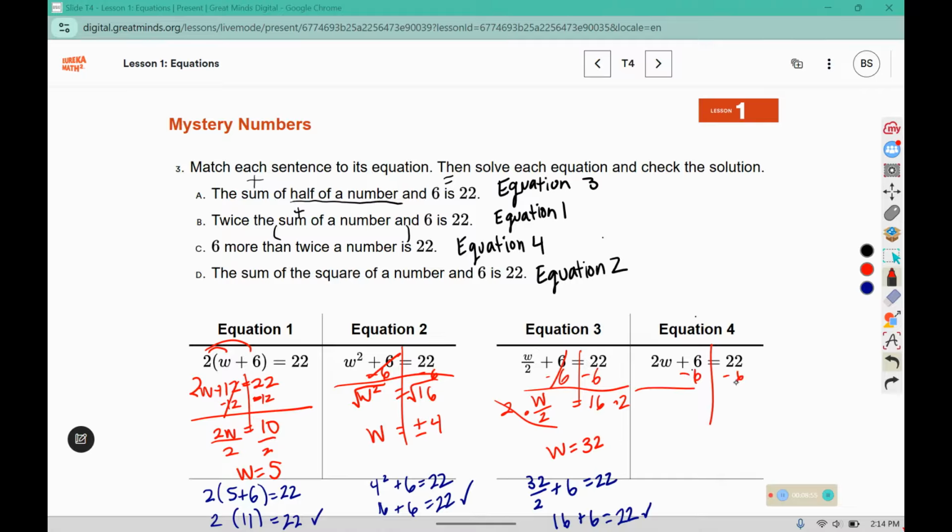Subtract 6. To undo multiplication, we divide by 2, and that gives us W equals 8. 2 times 8 is 16. 16 plus 6 equals 22.